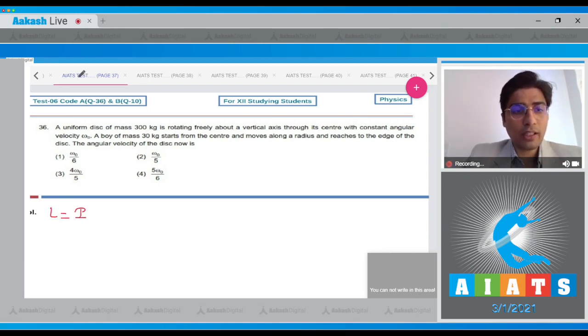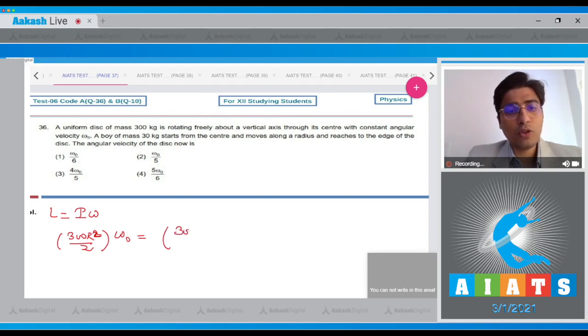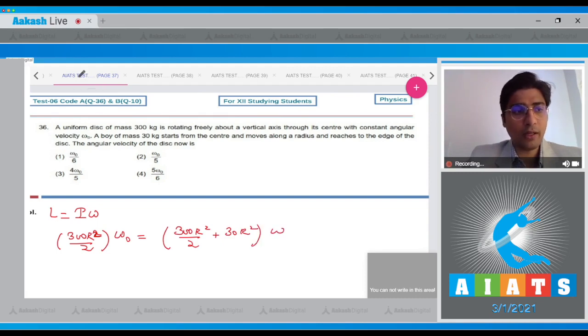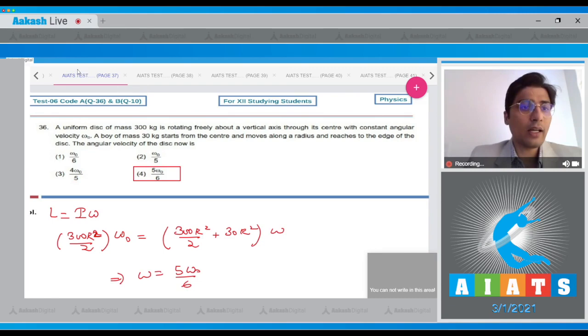The angular momentum is written as the moment of inertia into omega. Now, initially, it is 300 r square by 2, that is mr square by 2, the moment of inertia of the disk. The moment of inertia of the boy in the first case will be 0 as it is at the center, and the distance will be 0, into omega naught, will be equal to the final moment of inertia into omega, that is 300 r square by 2 plus 30 r square, into omega. From this we can easily see that omega will be equal to 5 omega naught by 6, meaning that for this question the correct answer should be option number 4.